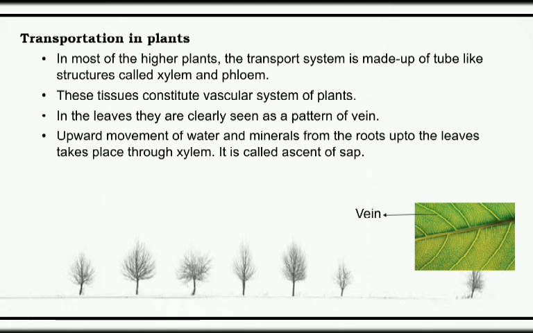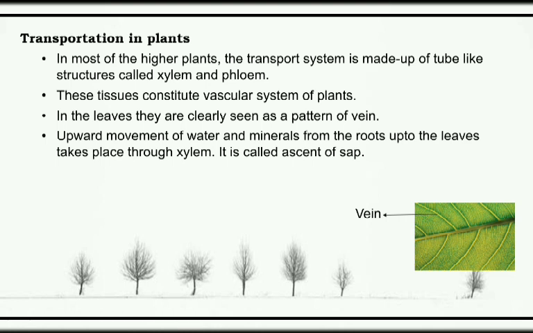Next one is the upward movement of water and minerals from the root to the leaf of a tree, called ascent of sap. We all know that water moves from the soil to the tip of the plant with the help of xylem. This process is called ascent of sap. This is the most important thing: the upward movement of water with the help of xylem is called ascent of sap, or simply you write that the upward movement of water from soil to the tip of the plant is called ascent of sap.